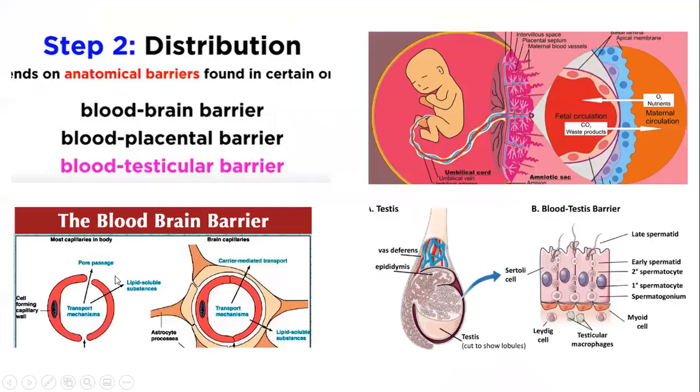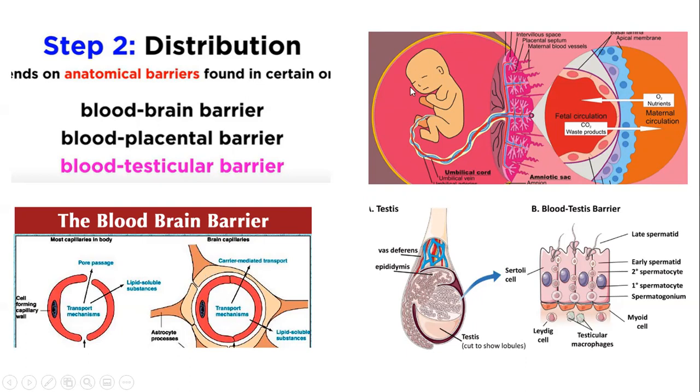Like this is the tissue, most capillaries in the body, but this is the capillary inside our brain. This capillary is surrounded by a special type of tissue. This tissue does not allow any substance from the blood to get in. Only selective substances are allowed to get inside the brain. And this outer layer is called the blood-brain barrier.